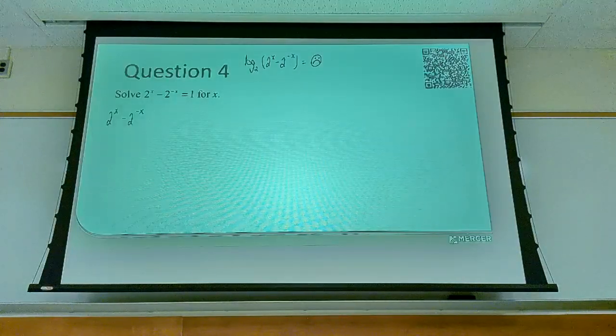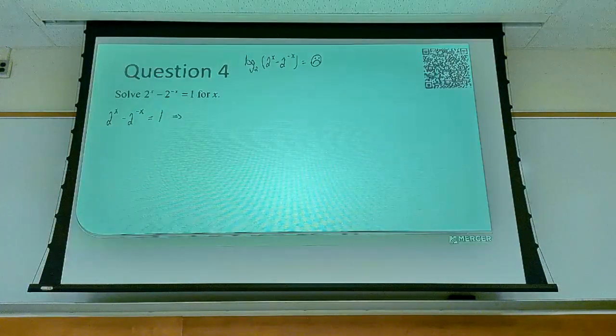So something like this. This one, luckily, is nice enough that we can do it by hand. A lot of the times, you're not going to be able to. In fact, a lot of exponential logarithmic equations can't be solved analytically. You have to solve it numerically. But that's a topic for a different course.